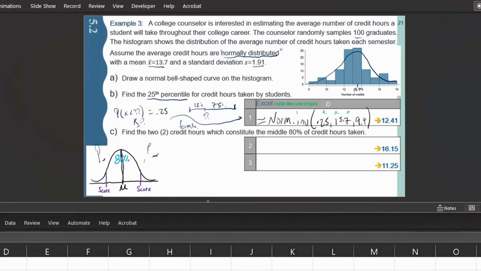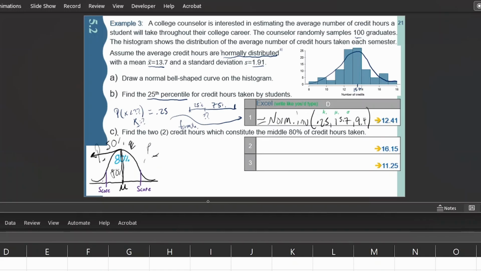The main reason I want to do that is because I know that 50% of data is to the left of the mean. Let me write it outside here. 50% is to the left, and also 50% is to the right of the mean. So if I have 50% over here, crossing over to the left, and I know 40% is trapped inside, I can divide 80 in half, and you'll get that 40%.